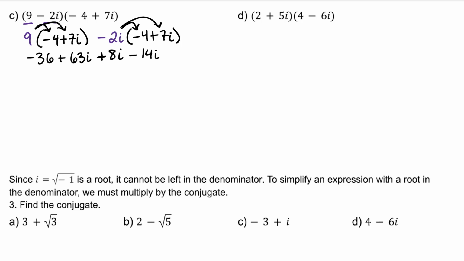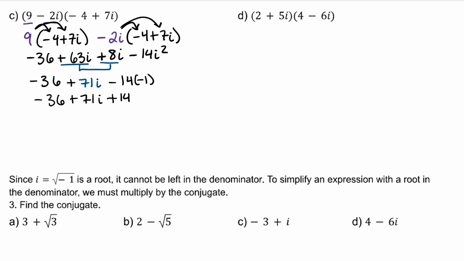Keep in mind that anytime you have i to the power of 2, you're back to real numbers. So go ahead and replace i squared with negative 1, and then combine the terms that have imaginary parts, 63i and 8i. Now combine your real parts, and we'll write it in standard form with the real part before the imaginary.